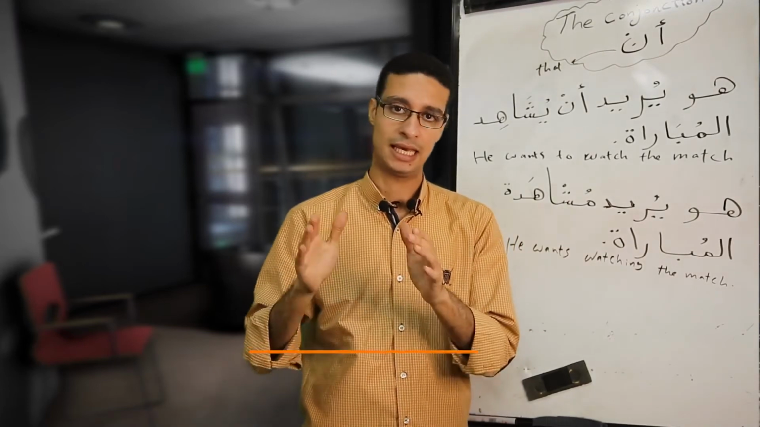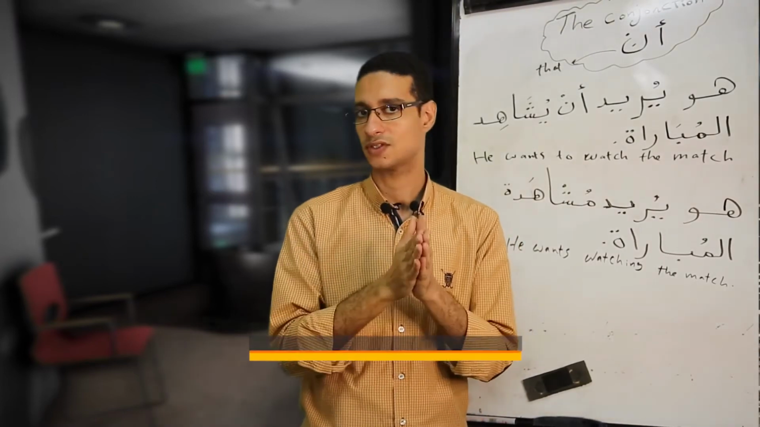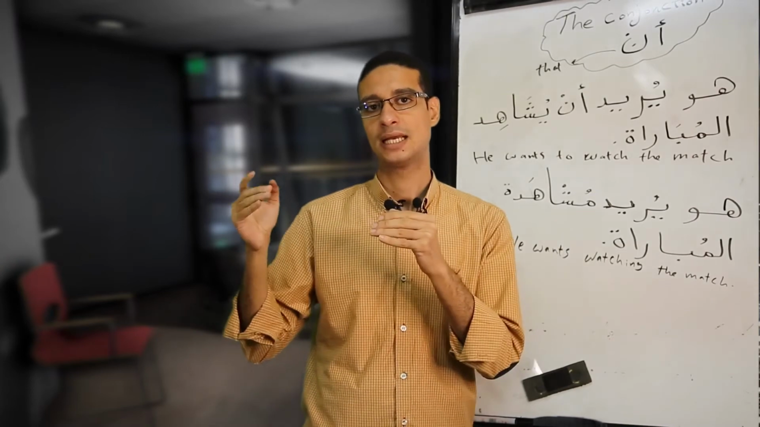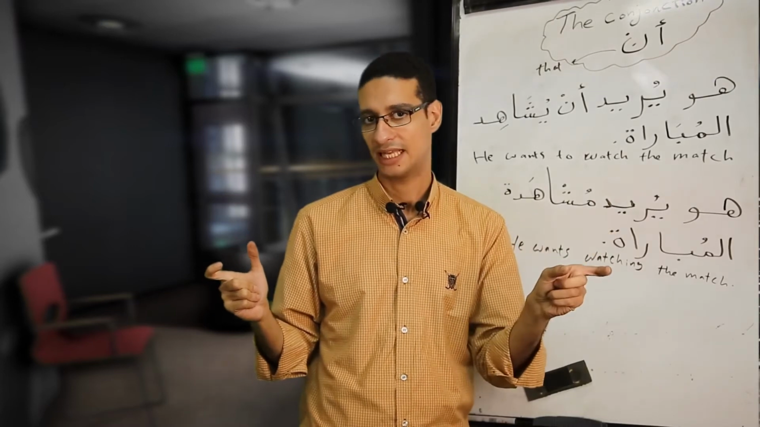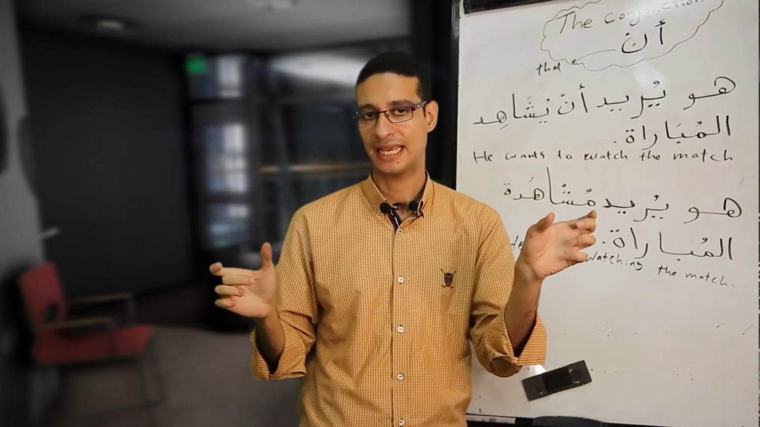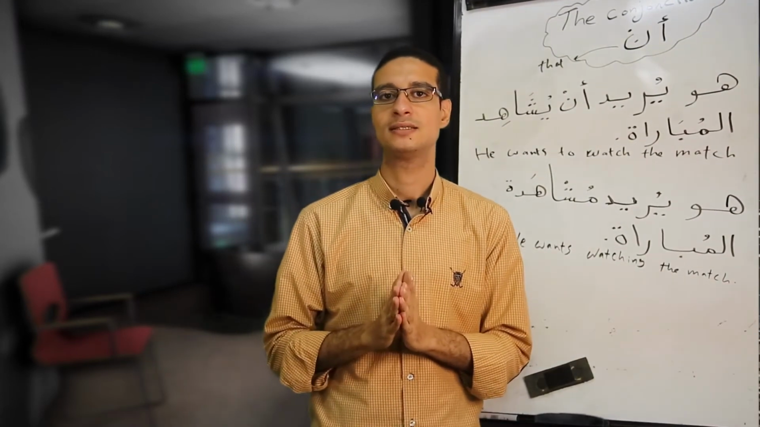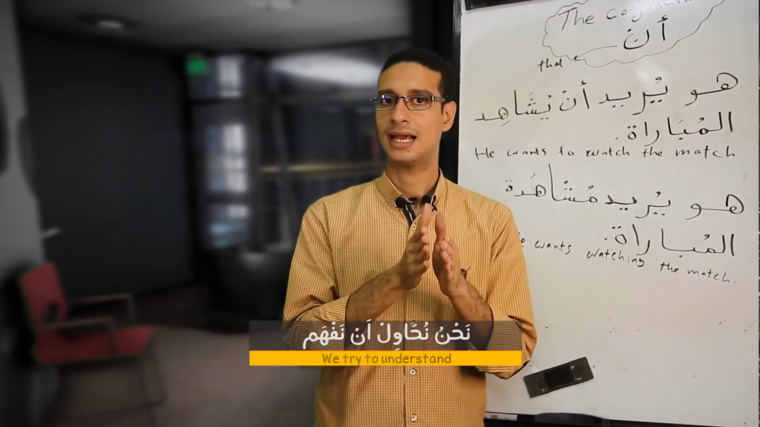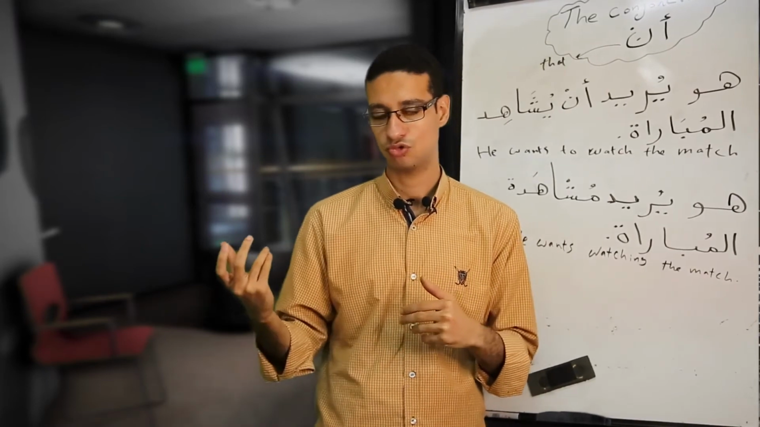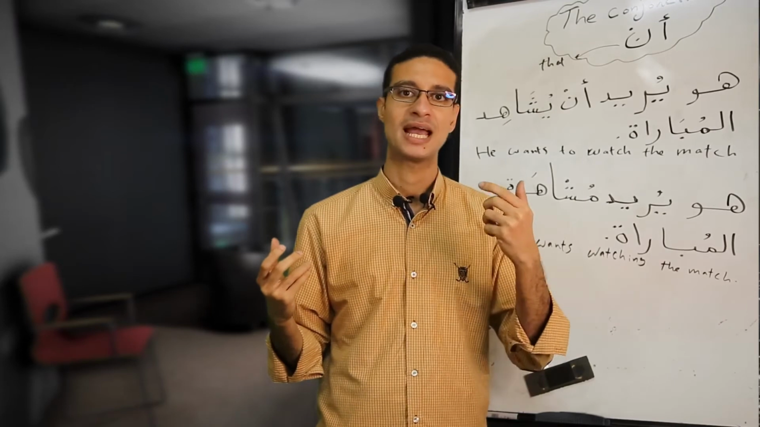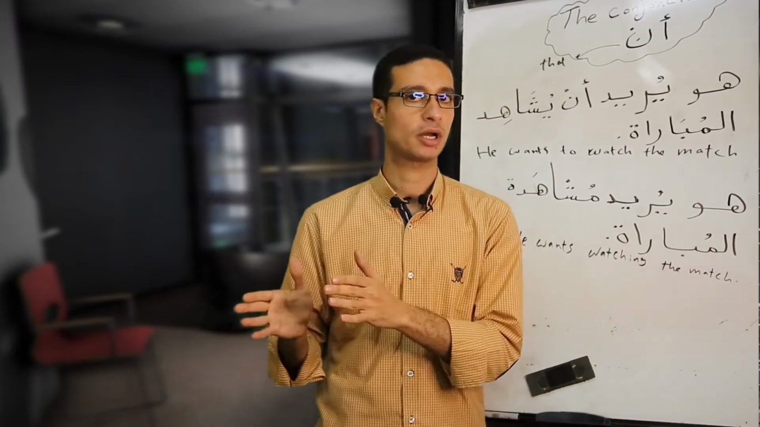Another example is هي تستطيع أن تقرأ. She تستطيع, she can. أن تقرأ, that she reads literally, but she can read. The last example is نحن نحاول أن نفهم. نحن, we, نحاول, we try, أن نفهم, that we understand. So نحن نحاول أن نفهم, we try to understand.